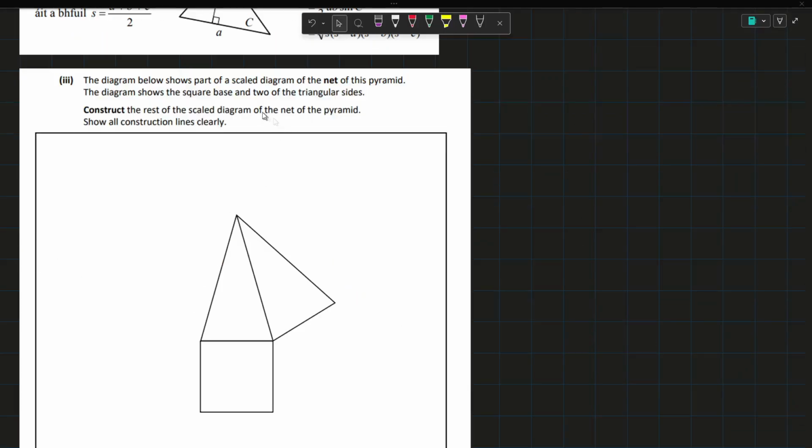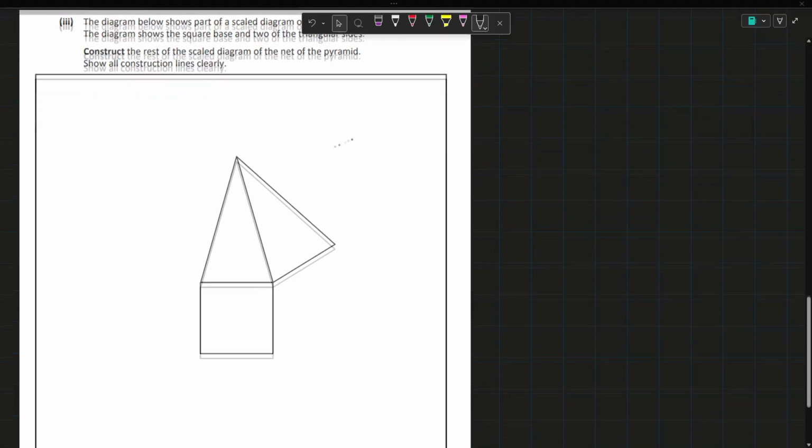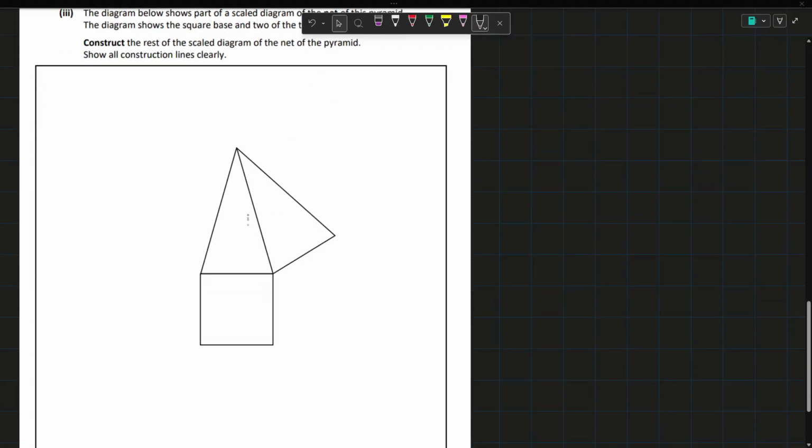Then in part 3, we're given part of the net, and we're told to complete it. This is a little bit difficult for me to do, but basically this triangle on the top is going to be folded down, and this triangle on the right is going to go onto this side here. So we need to put a triangle on this side and this side. What you'd have to do is measure this length here with your compass. You could measure the angles, but that's a bit tricky.